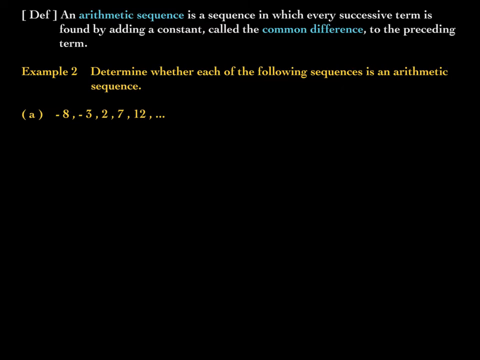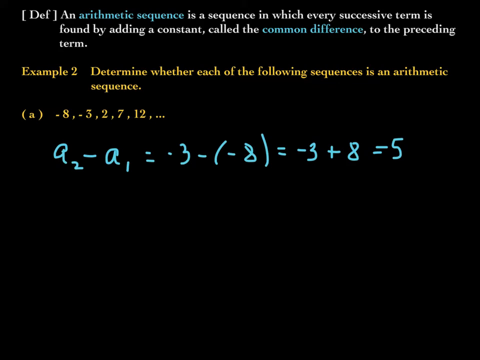For example, let's check the difference between the second term and the first term. The second term is negative 3. The first term is negative 8. I'm checking the difference between them. So negative 3 plus 8. The difference between those two terms, negative 8 and negative 3, or if you'd like, consider it the distance between those two numbers. If you're thinking about a number line, the distance between these two numbers, or we call it the difference between the two numbers, is 5.